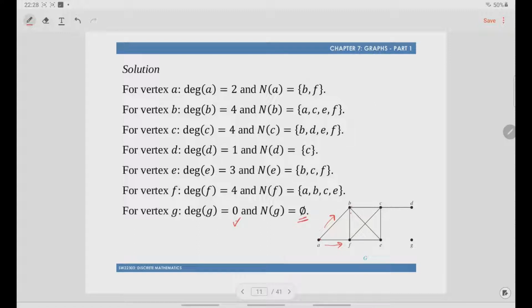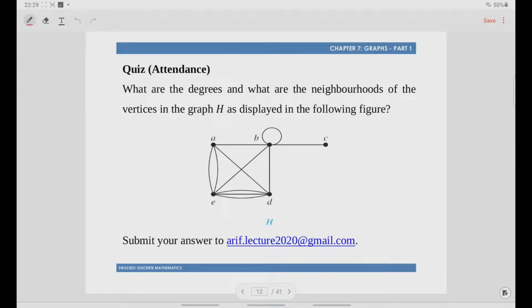Class, remember, an empty set is totally different from 0. Sometimes you confuse, I know. Maybe some of you will simply answer this question with 0. It's totally different from empty set because N(G) is a set. It is a set, so the answer also must be a set. So empty set is a set. That's why we use this notation. So be careful.